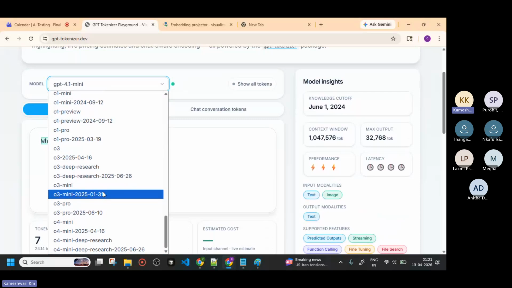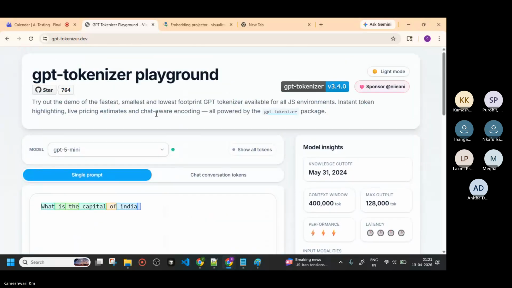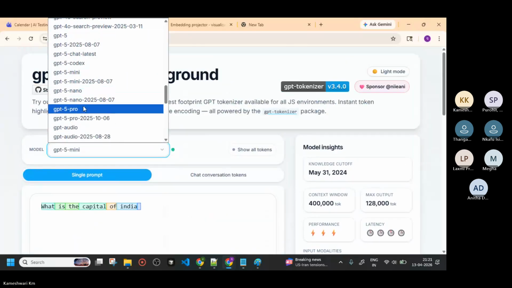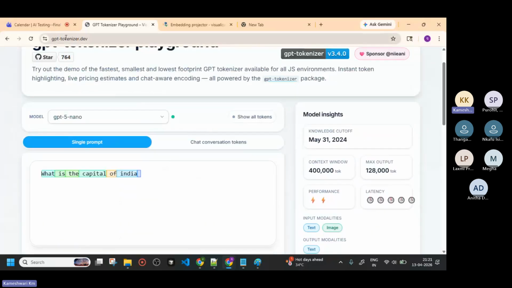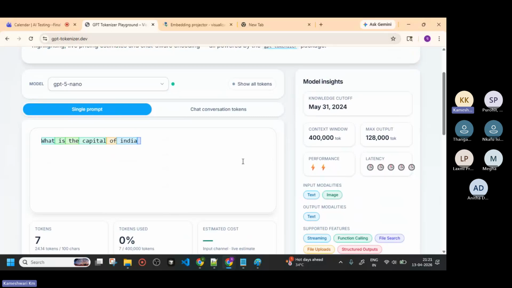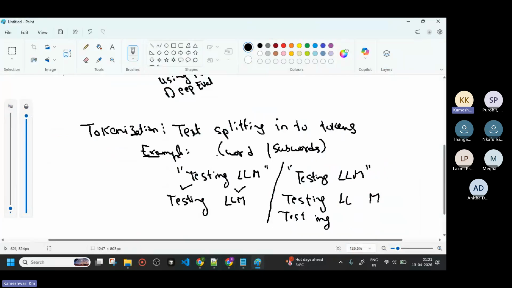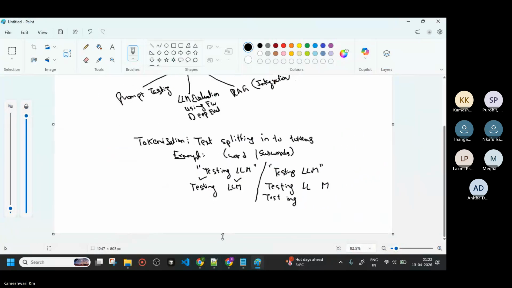So if you want to use it for real-time purposes, we can cross-check the capabilities and how much amount it will take. We can use the GPT tokenizer and check how many tokens the text has been converted into, how much we are going to be charged, and what the limitations are. So this is that one. Tokenization we have now understood. Now moving to the next one.